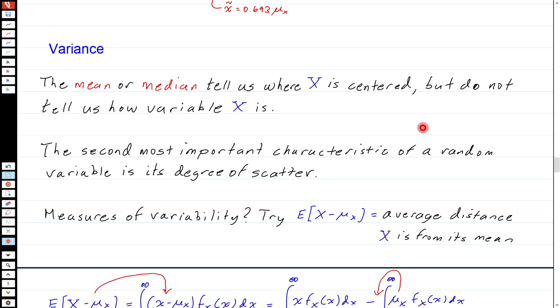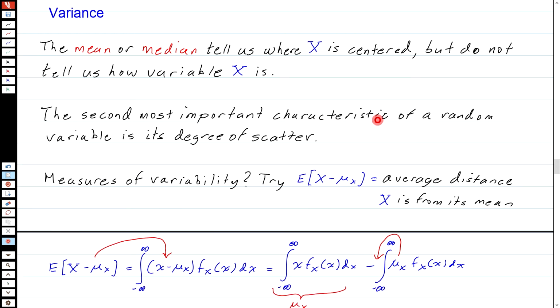The next thing we want to talk about is the degree of variability, and we're going to use variance to measure that. And this is probably the second most important characteristic of a random variable, its degree of scatter. So we can actually look at different measures of variability. For example, we could try the expected value of x minus its mean. So this is the average distance that x is from its mean, and if x is typically farther away from its mean, it means it's more variable.